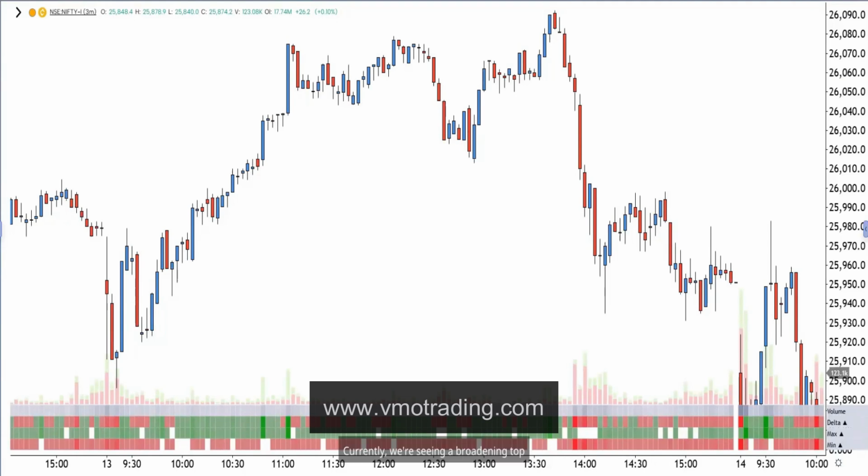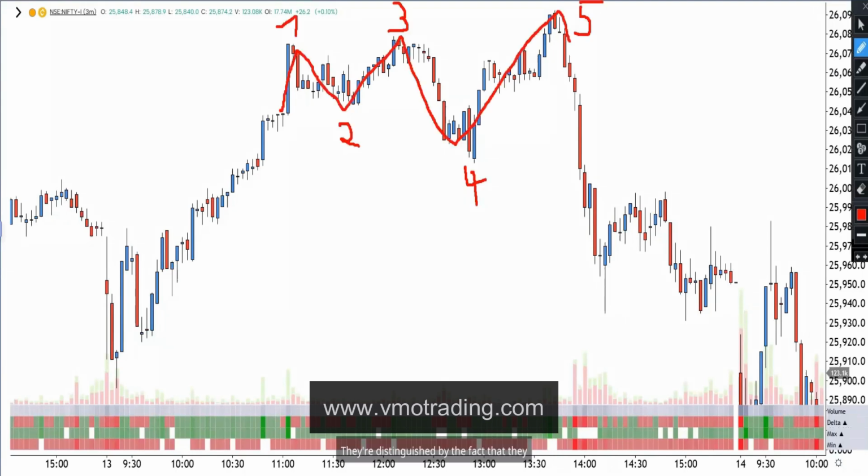Currently, we're seeing a broadening top pattern forming in the Nifty future. These broadening tops typically form at the end of extended bullish moves within the market. They're distinguished by the fact that they feature 5 swings that gradually drift further apart from one another as they swing.